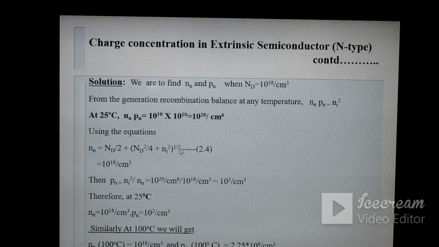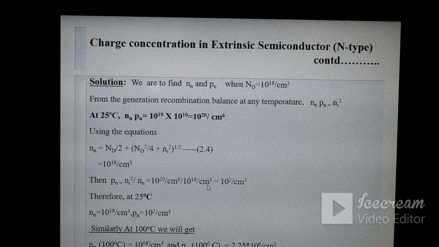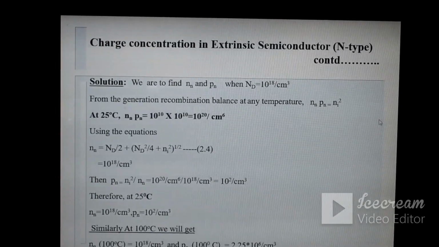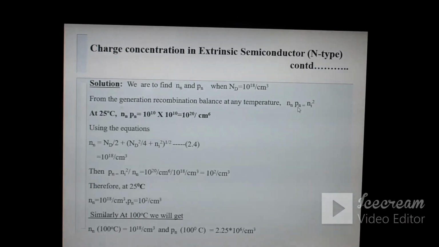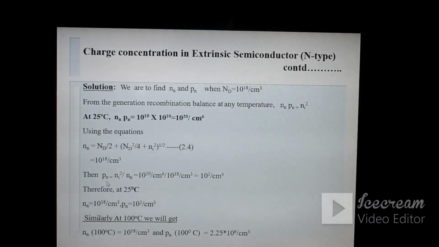Now using equation 2.4, Nn equals Nd by 2 plus the square root of (Nd by 2) square plus Ni square. If you put in the values, you will get 10 to the power 18 per centimeter cube. Then you use the equation Pn equals Ni square by Nn. You will get the new hole concentration at 25 degrees centigrade, which is equal to this one. Therefore, at 25 degrees centigrade, the new electron concentration will be this, and the hole concentration will be this.